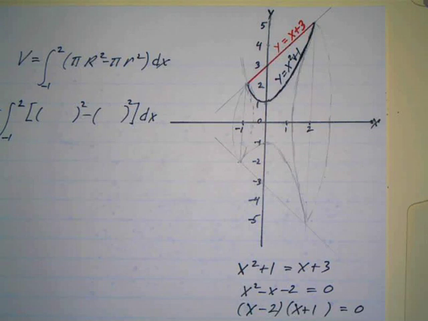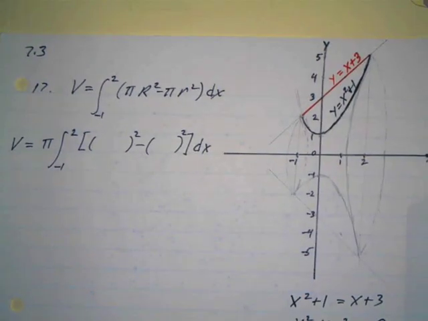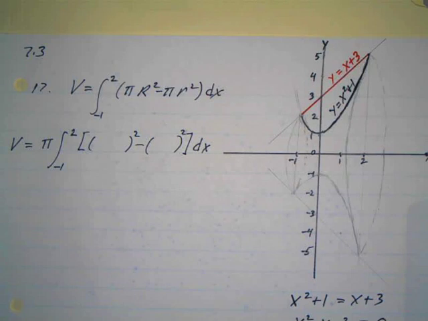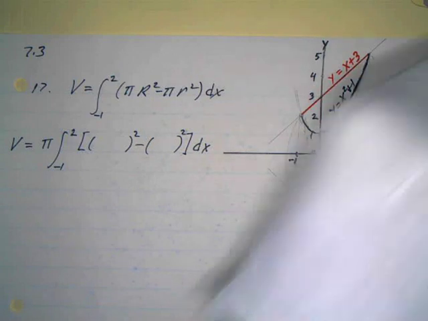Okay, this is 7.3, number 17. And I started to set up my sketch over here. Basically we're going to take the region bounded by the curves y equals x squared plus 1 and y equals x plus 3, which is a line. The region bounded by those two curves, we're going to rotate or revolve around the x-axis, and try to find the volume of that solid.